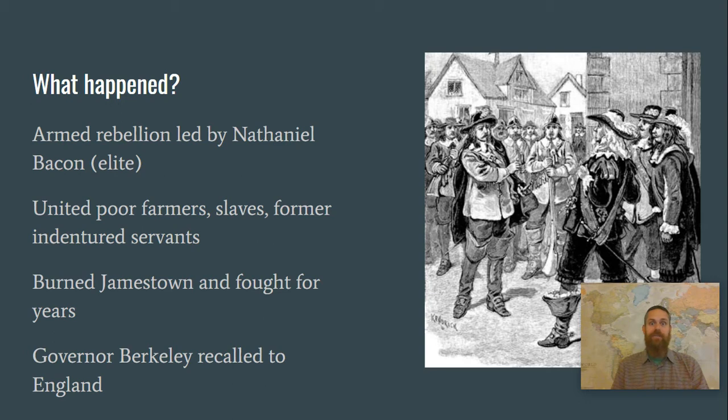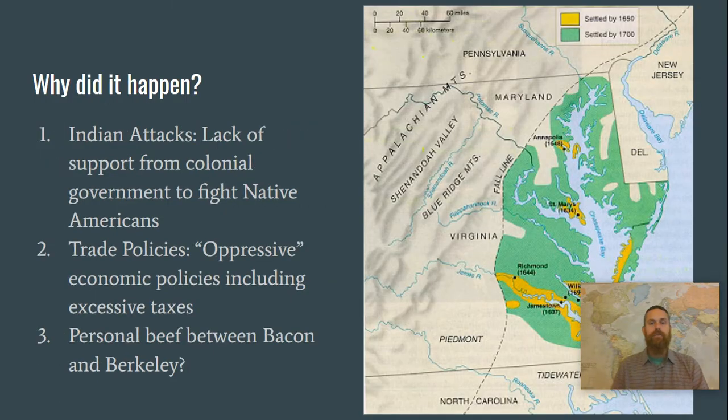So you can imagine how terrifying this was for the colonial elite, who felt as if they were on the brink of losing control. So it's going to be important. Jamestown is burned. Governor Berkeley is challenged and ultimately recalled to England. This is a big, big moment in colonial history. And the question is, well, two questions. Why did it happen? And what were the lasting impacts? So let's deal with the first question first.